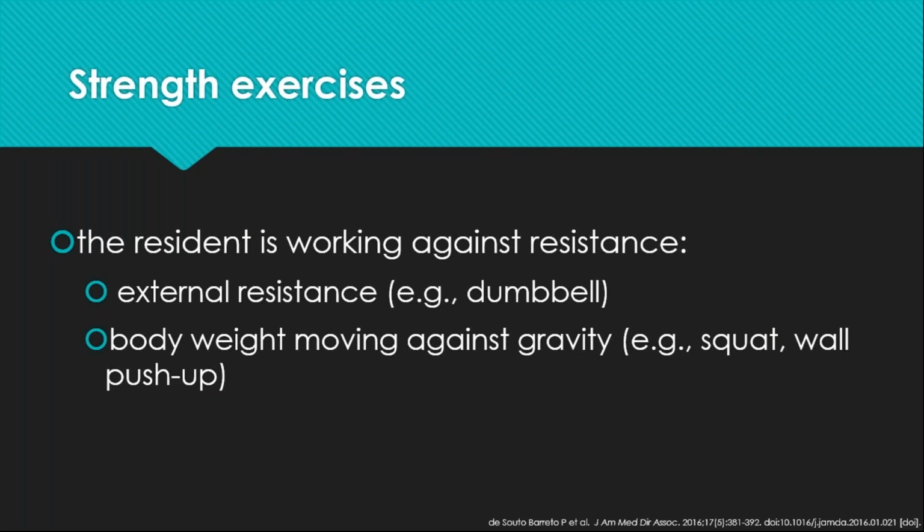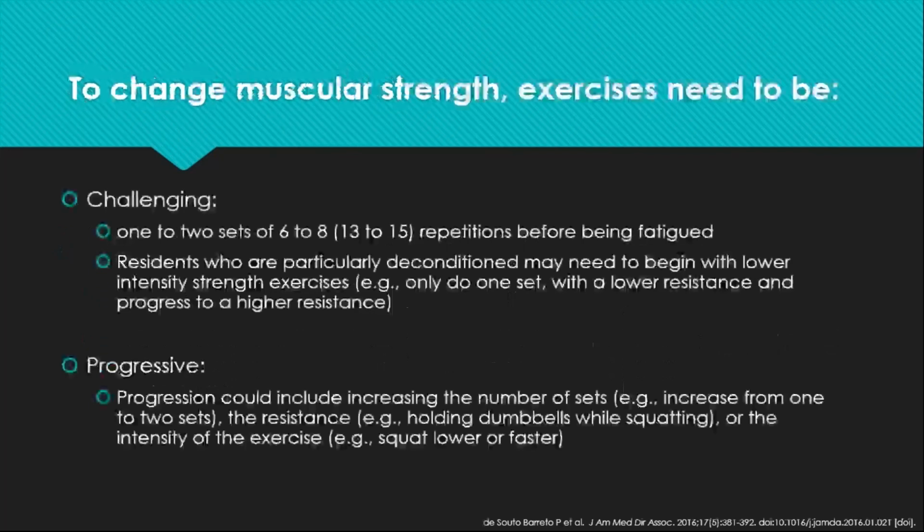All right, great. So we'll move on to talking about some strength exercises. So strength exercises are where the resident is working against resistance. So the resistance can be in a couple forms. So it could be external resistance, like a dumbbell, or a TheraBand, or a weight machine. Or it could be the resident's own body weight moving against gravity. So something like a squat, a wall push-up, anything where they're moving their own body weight against gravity.